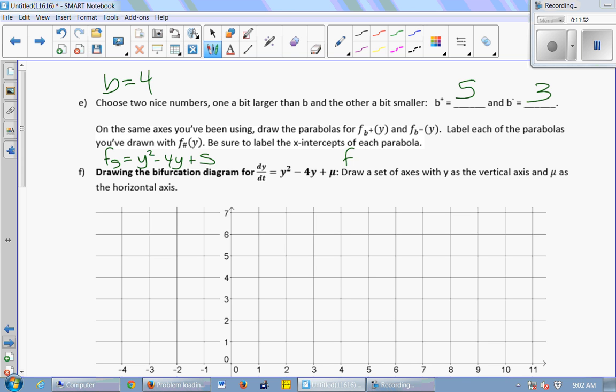And f sub 3 is y squared minus 4y plus 3. That one actually factors: negative 3, negative 1. So 3 and 1 would be the x-intercepts for this one. For f sub 5 I need the quadratic formula. I can't remember what they are off the top of my head.